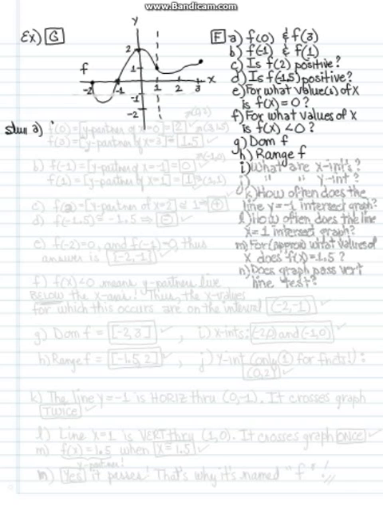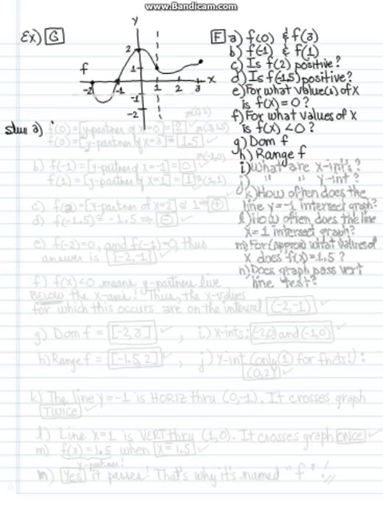Part I, what are the x-intercepts? Now part J, what are the y-intercepts? Part K, how often does the line y equals -1 intersect the graph? Part L, how often does the line x equals +1 intersect the graph? Part M, for approximately what values of x does f of x equal 1.5? And then part N, does the graph pass the vertical line test?